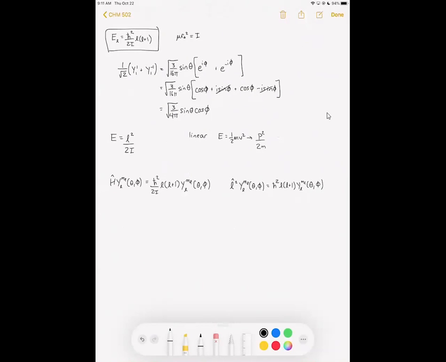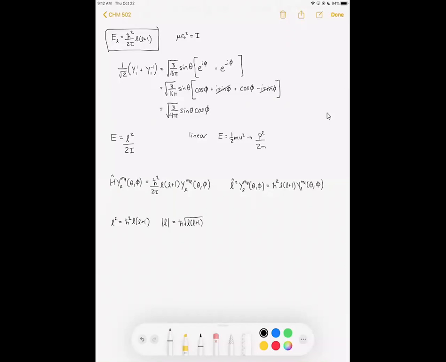So when we do this, we end up getting that L squared is equal to h bar squared times L times L plus 1. So if we want to know what the angular momentum is, we take the square root of that. And that only gives us the magnitude. We lose the vector components of that, but we know that the magnitude is h bar times the square root of L times L plus 1.